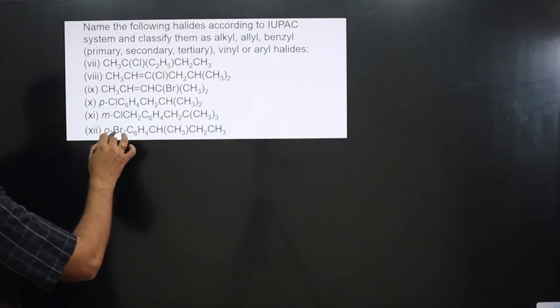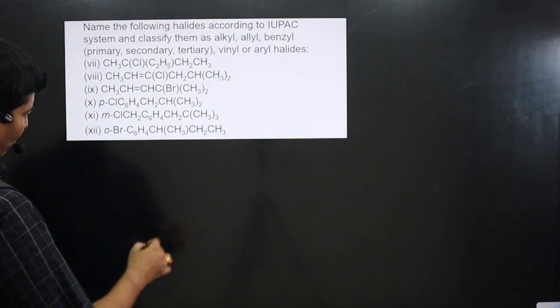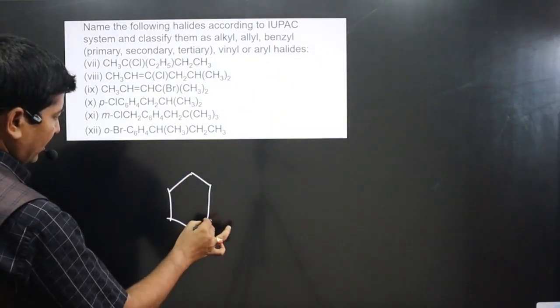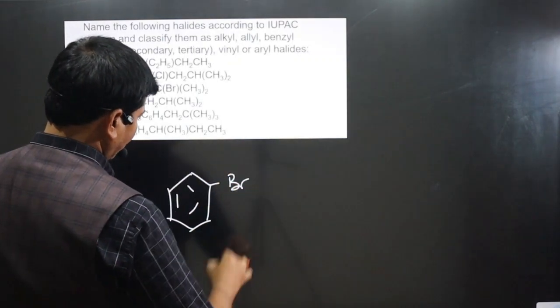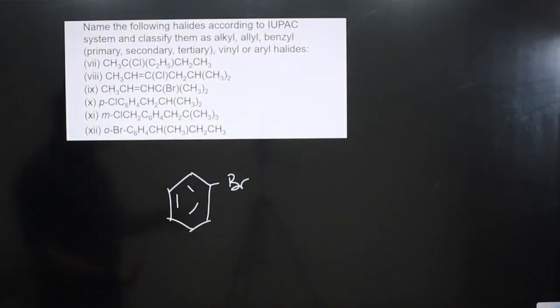You can see ortho bromo is there. Benzene ring, let me draw. Benzene ring is there. In the ortho position, Br is attached. Halogen is directly attached to the benzene ring, hence we can say this is what? Aryl halide. Classification is done.